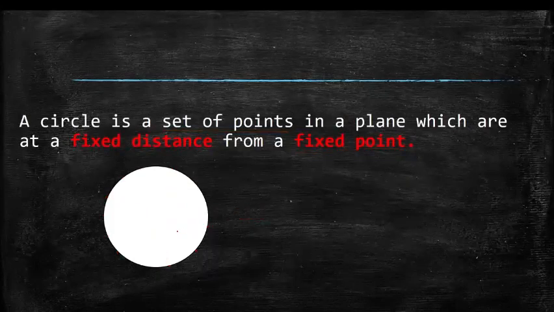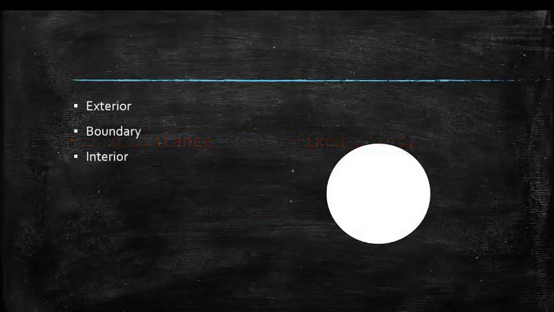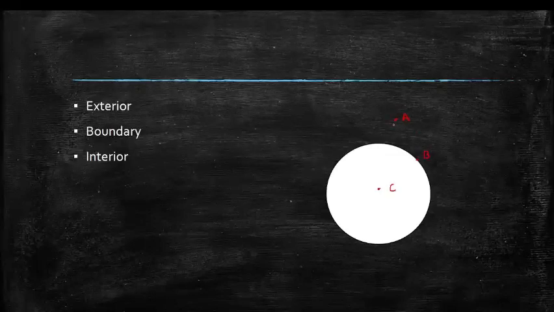Now let us understand some more very important things. Let us take a point A here, one point B here, and one point C here. Point A is outside the circle, right? So that's why this point is in the exterior of the circle. Point B is on the boundary of the circle, and point C, which is inside the circle, is in the interior of the circle. So any area outside the circle is exterior, the boundary is this one, and the area inside the circle is called the interior of that circle.